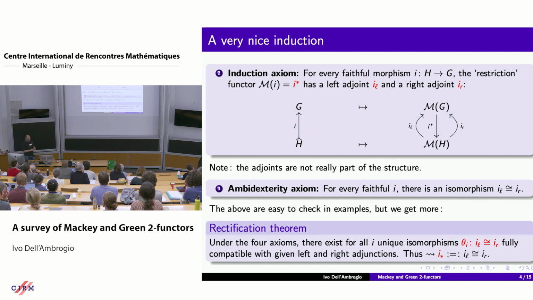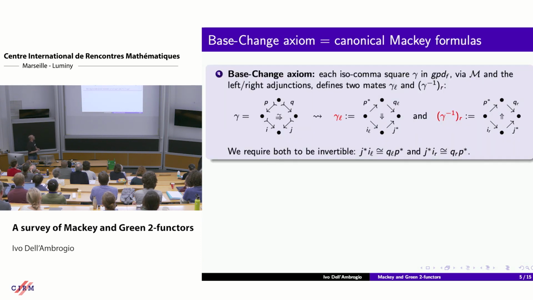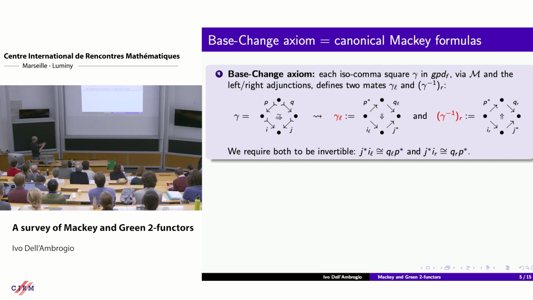Okay, now one last axiom, which gives the name to the theory, is the Mackey formula. So this is going to be a base change formula. Namely, if you have an iso-comma square gamma of groupoids, so basically a homotopy pullback or a specific algebraic model for it, then let's write it here like this. So you have this given 2-cell here that makes it commute. And then using the adjunctions, you can get a mate like this or a mate like this between the restrictions, right?